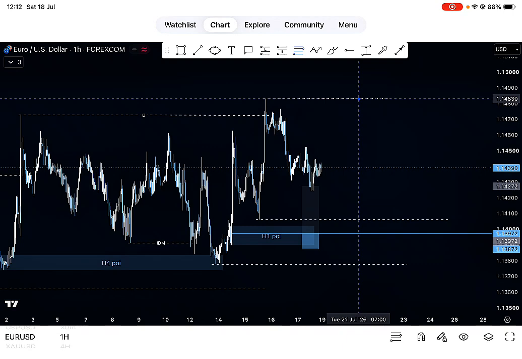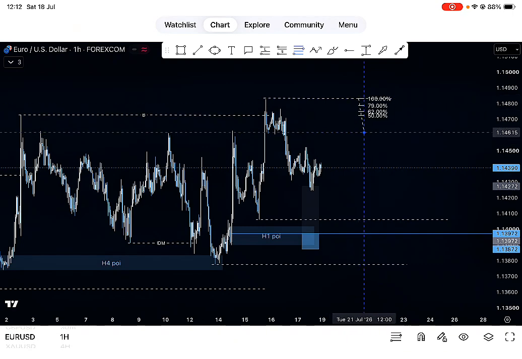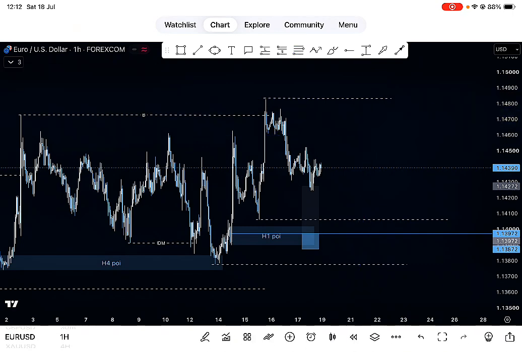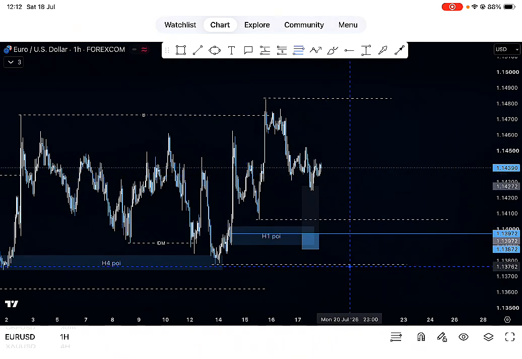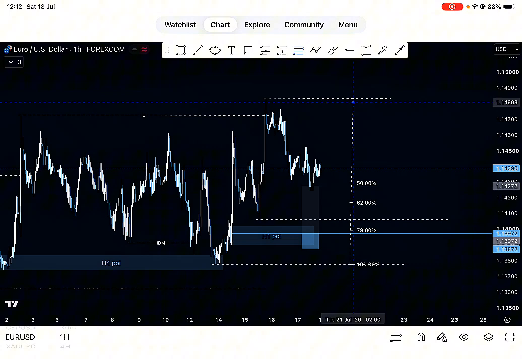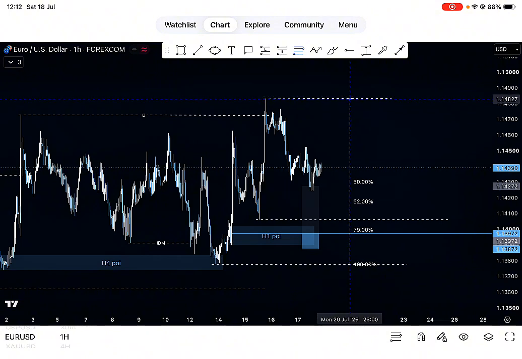So our target will be from this high. No, since we are looking to buy, I'll start from the low. It will be from this low to this high. This is our range where we are looking to buy or sell from.